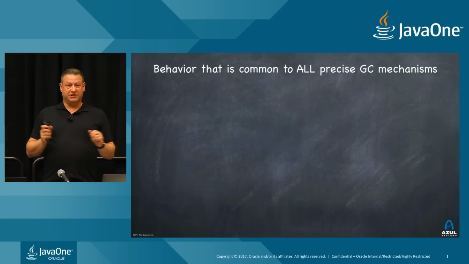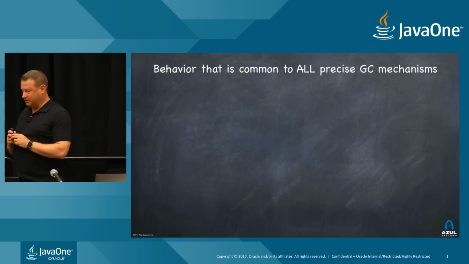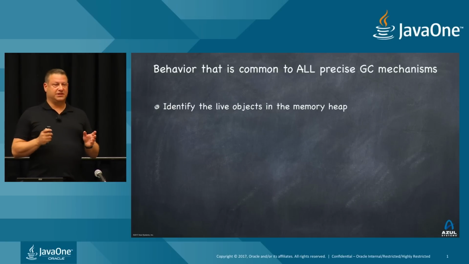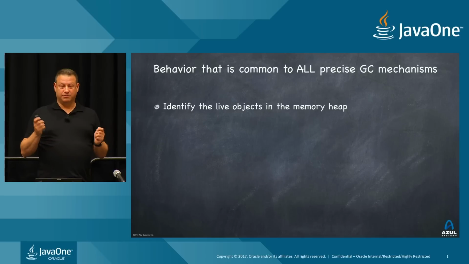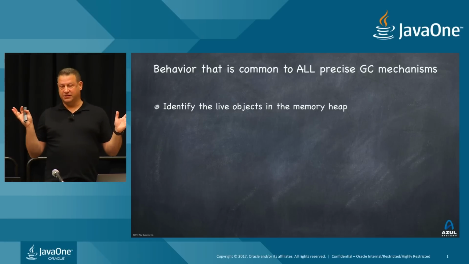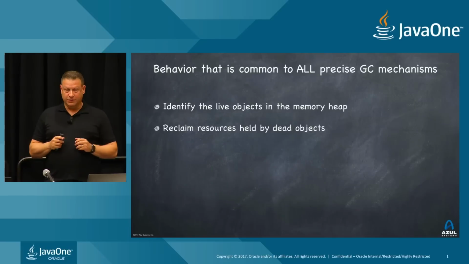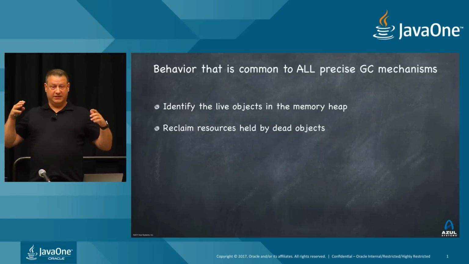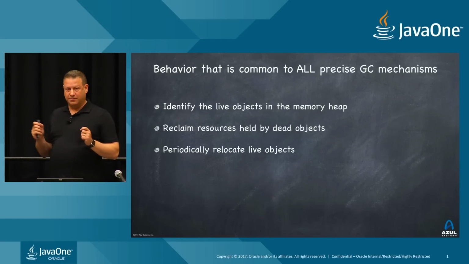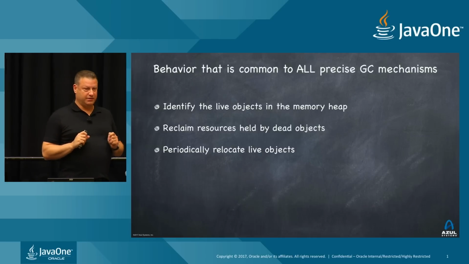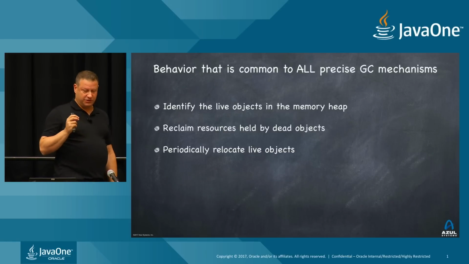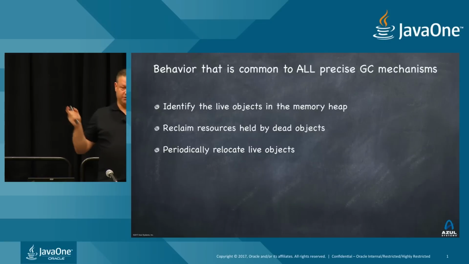So we talked about some terms. Let's talk about some behaviors. Here are 3 things that all precise collectors in practical terms will do. One of them is they will identify all the live objects that there are in the heap. They will reclaim all the dead objects that they can prove are dead. And they will relocate objects from one place to another in the heap. Every one of these steps will happen in a precise collector. There's no real point in being precise if you don't do all 3.